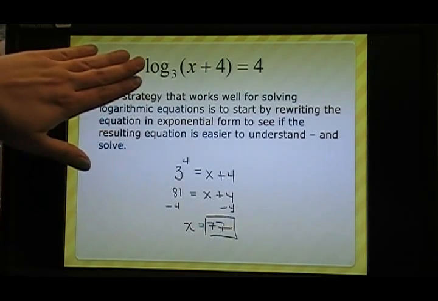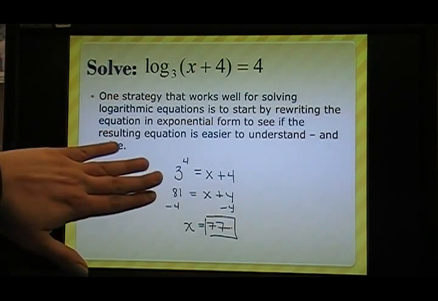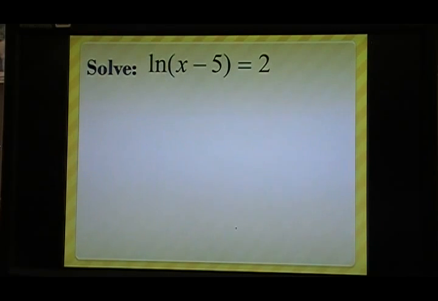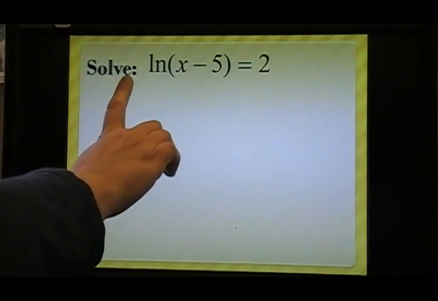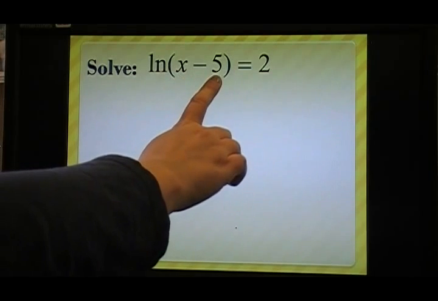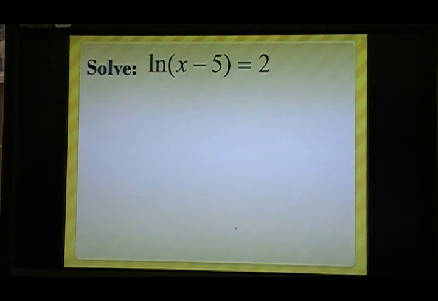Okay? So if we have an equation like this, we see how much easier it is to solve when I go from my logarithmic form into my exponential. We're also going to see sometimes when we're solving exponential equations that it's easier to work with logarithms instead. Okay? Looking at the same process, we want to solve this equation. And we're told that the natural log of x minus 5 is 2.